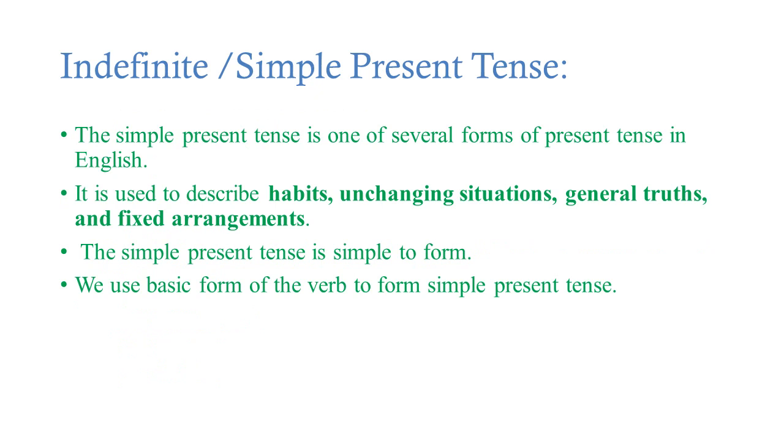So let's see simple present tense. The simple present tense is one of several forms of present tense in English. It is used to describe habits, unchanging situations, general truths, and fixed arrangements. The simple present tense is simple to form. We use the basic form of the verb to form simple present tense.